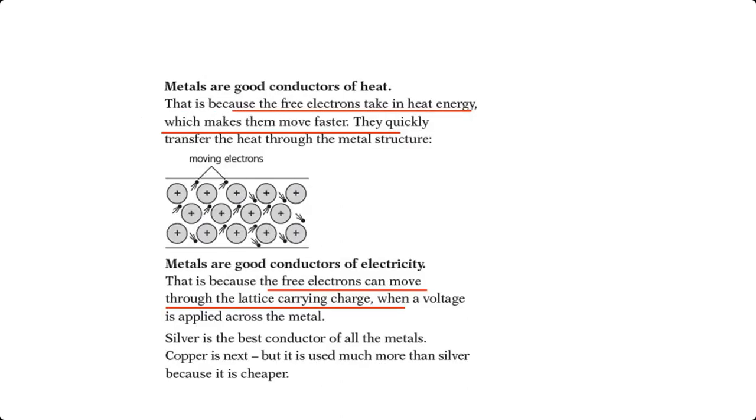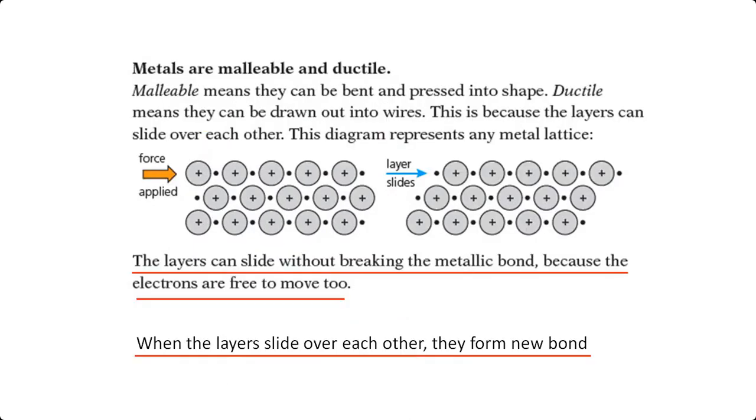And now let's go to the conducting of heat and the conducting of electricity. When heat is applied to a metal, the particles start to move faster and vibrate in their positions. That's why they conduct heat. The conduction of electricity is due to the free electrons that move through the lattice, so that makes them conduct electricity. And now the other physical properties of metals: they are malleable and ductile.